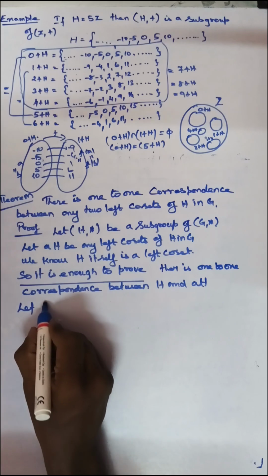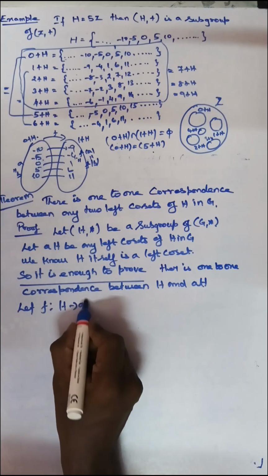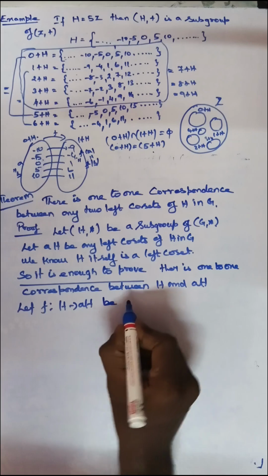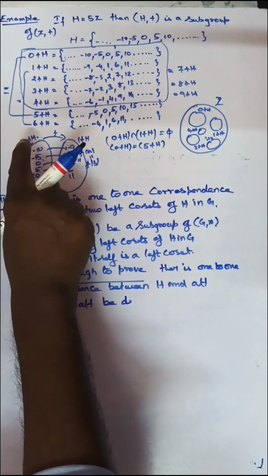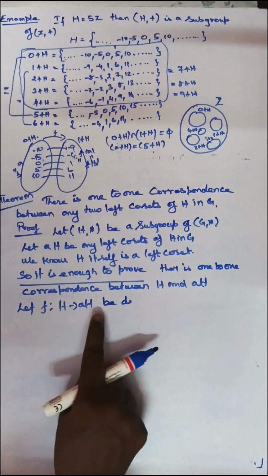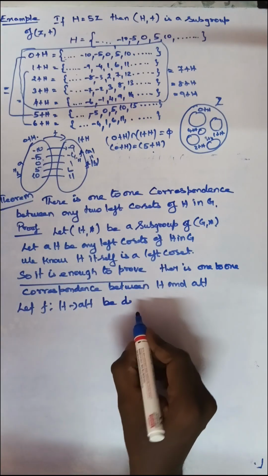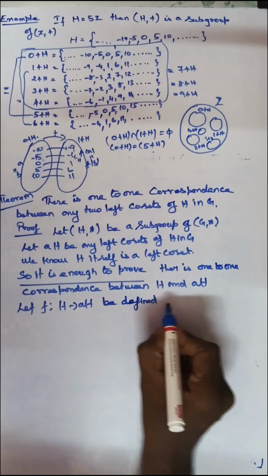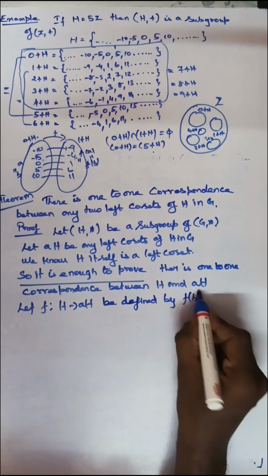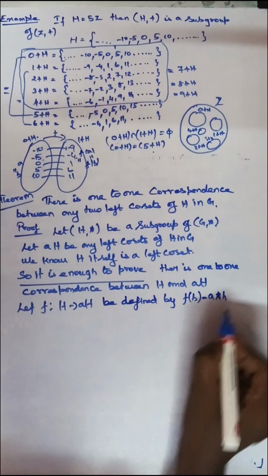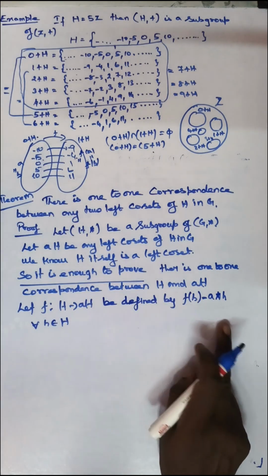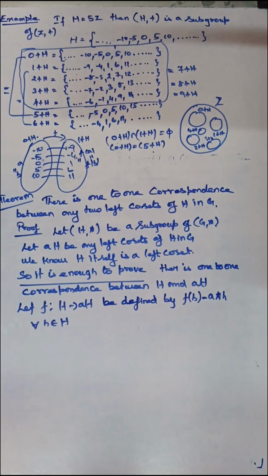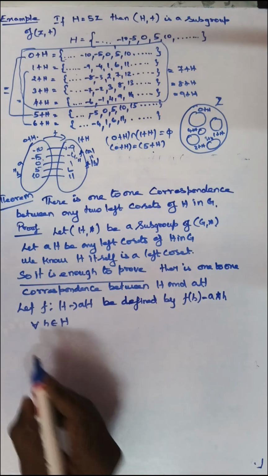Let f be a mapping from H to AH, defined as follows. Let us consider the mapping H to AH, here taking 0 plus H to 1 plus H. Be defined by f of h equals a star h for all h belongs to capital H. We define this mapping as f of h equals a star h for all h belongs to capital H. Fine. Now we need to prove it is one-to-one.